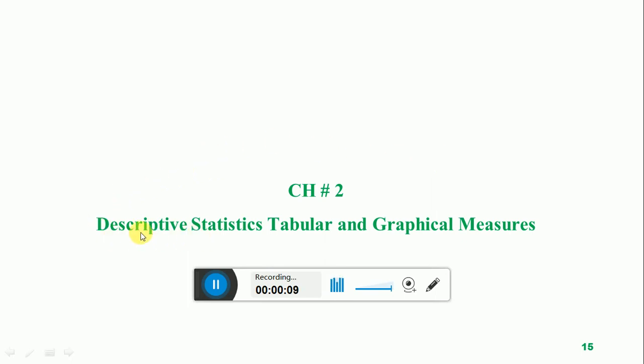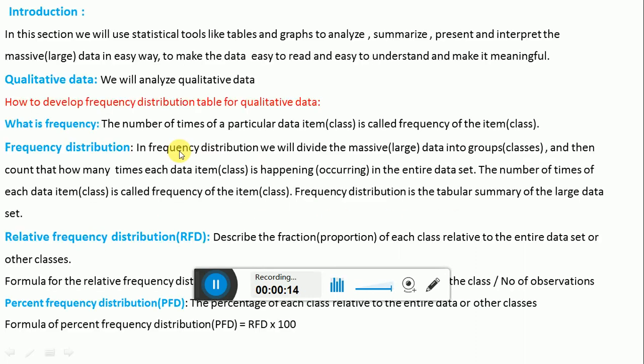Today we will discuss descriptive statistics, tabular and graphical measures. In this section, we will discuss different descriptive statistical tools like tables and graphs, as well as learn how we can analyze, summarize, present and interpret large data using tables and graphs, and how we can make the data easy to read, easy to understand, and meaningful with the help of these statistical tools.